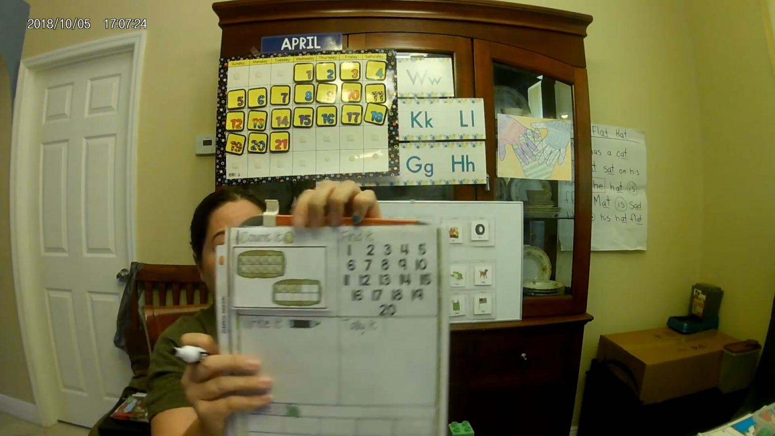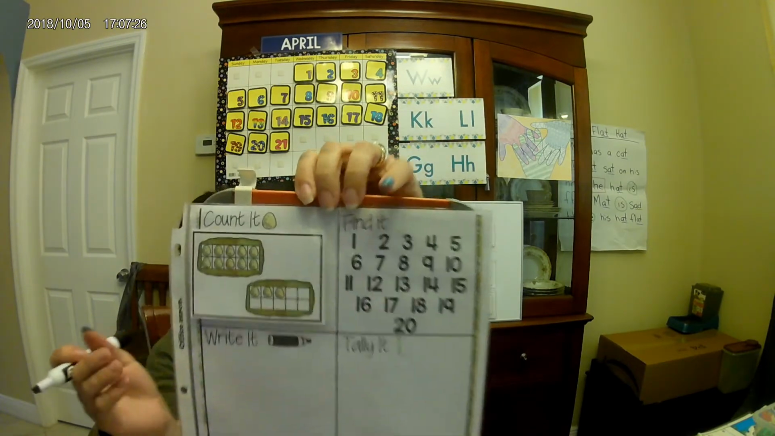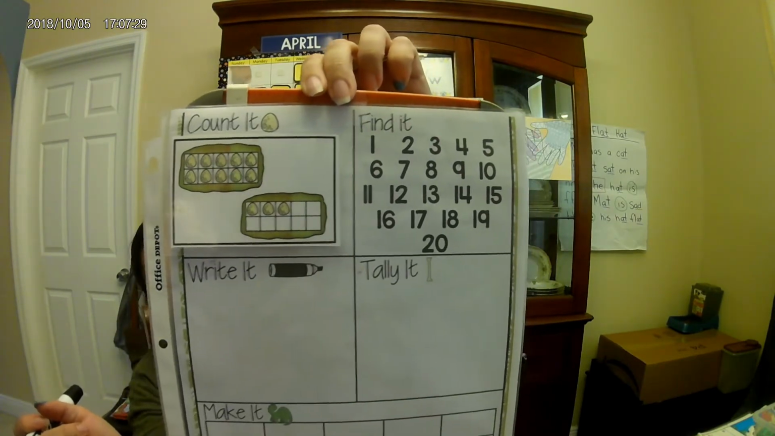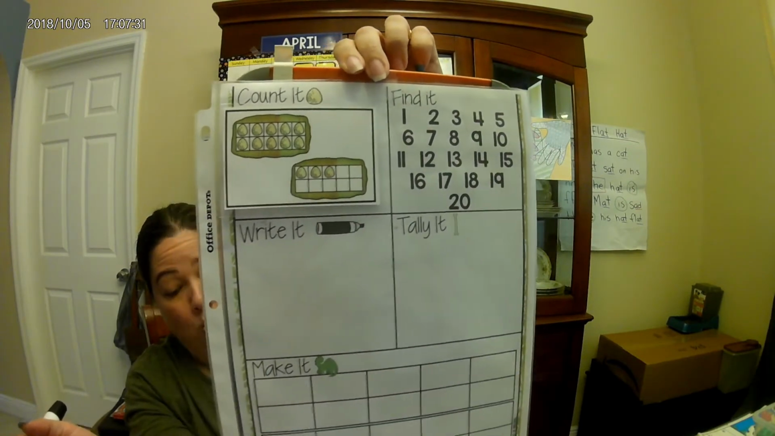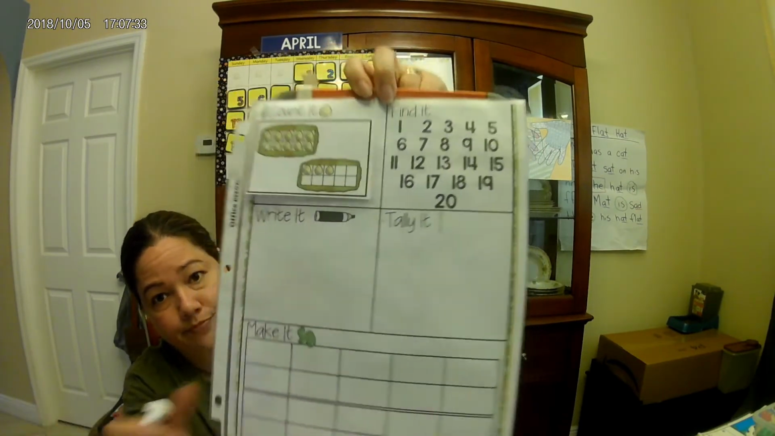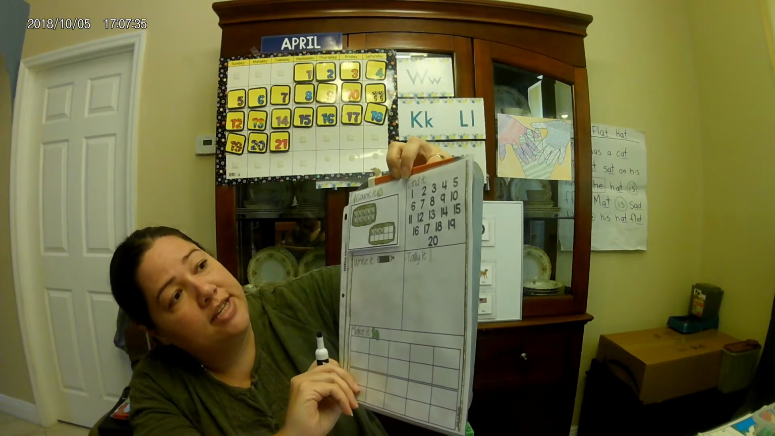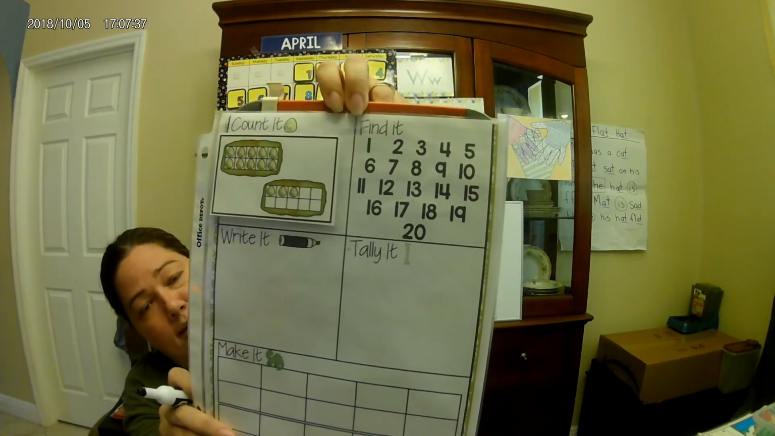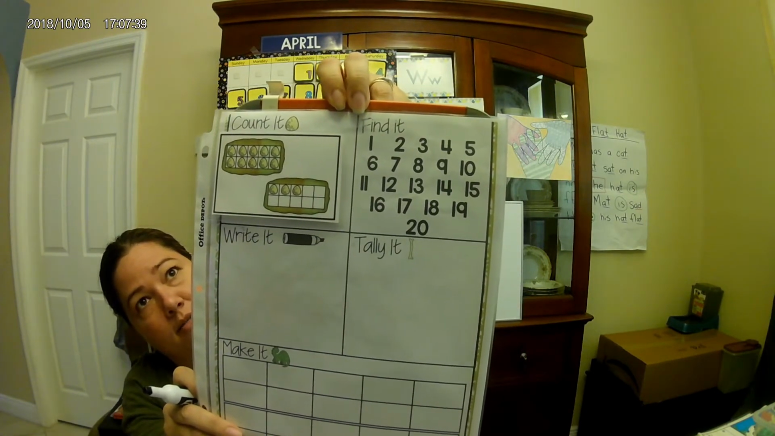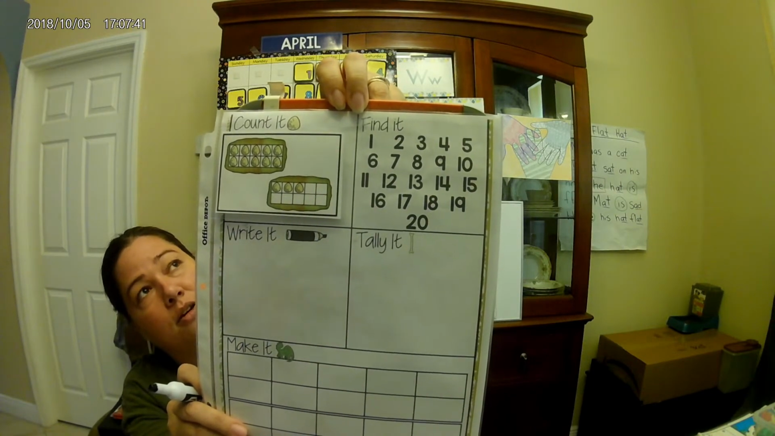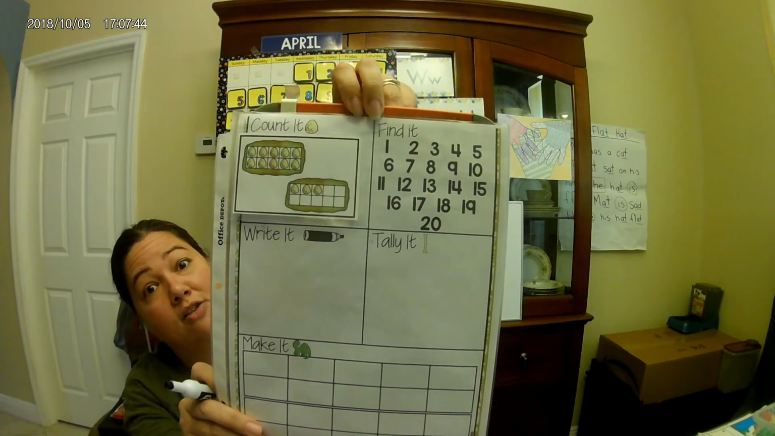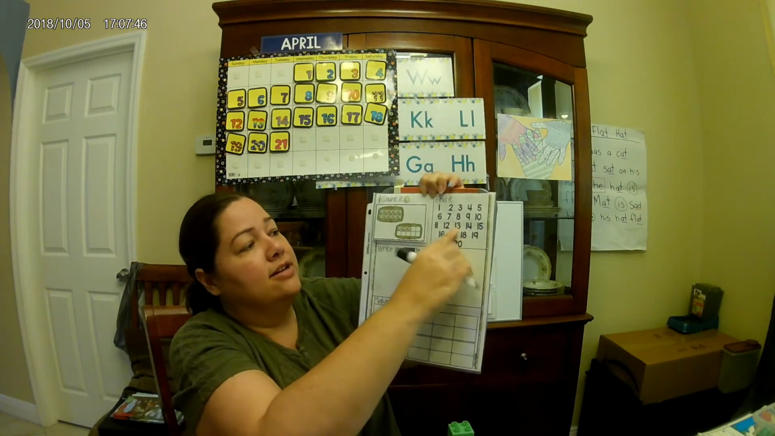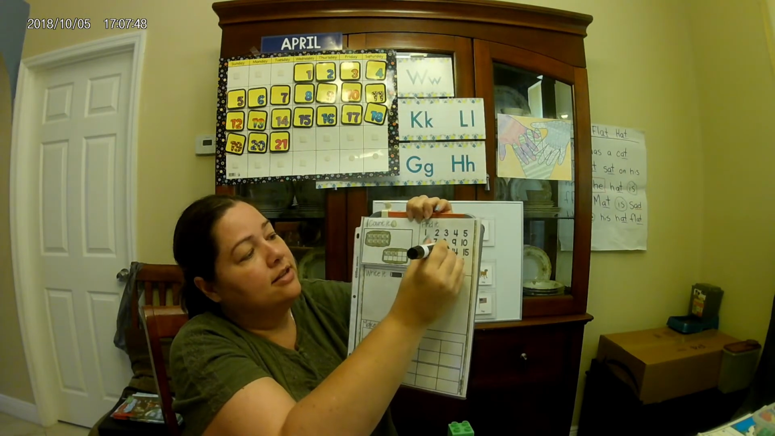Can you find the number 13 here next to it? Where is the number 13? The number 13 comes after what number? What number comes before the number 13? The number 12. So you could look for the number 12. And there's our 13. So I'm going to circle it there, 13.